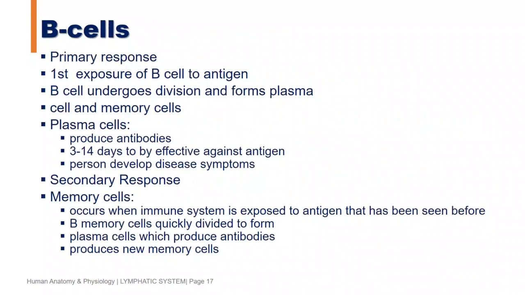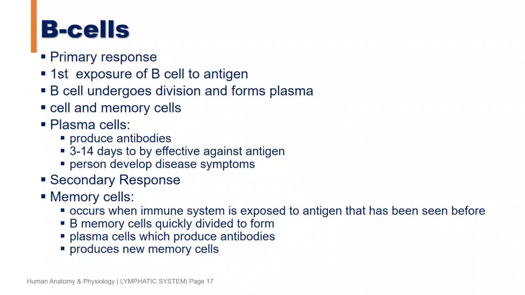For B cells, the primary response is the first exposure of a B cell to an antigen. The B cell undergoes division and forms plasma cells and memory cells. The plasma cells produce antibodies, taking 3 to 14 days to be effective against the antigen. In the meantime, the person develops disease symptoms.